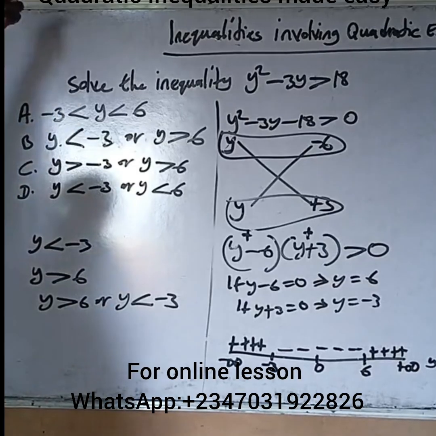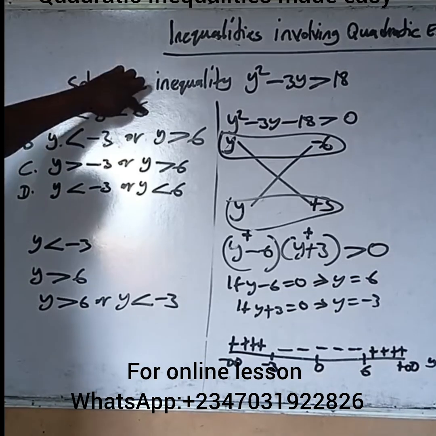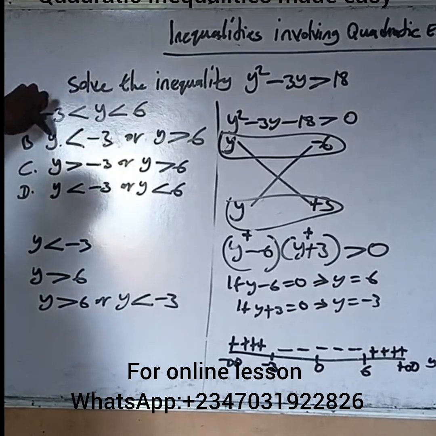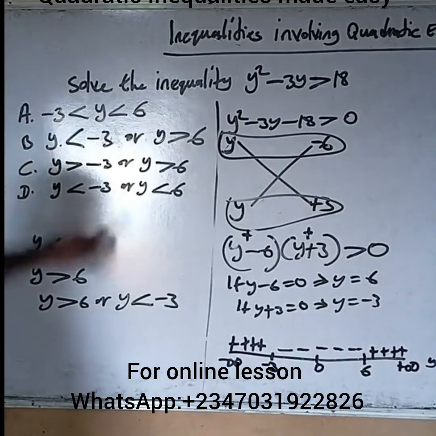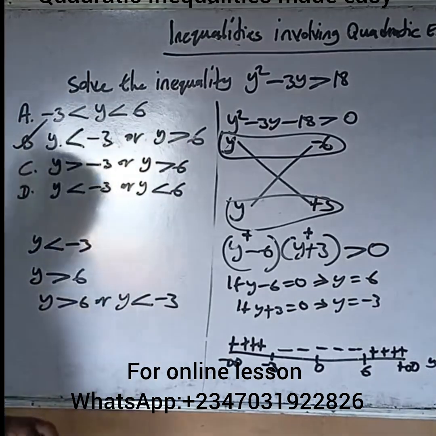So in this case now, what do you think is the option? Here you have y is greater than minus 3 and y is less than 6. That is not the answer. This is y is lesser than minus 3, or y is greater than 6. So automatically B is the answer.